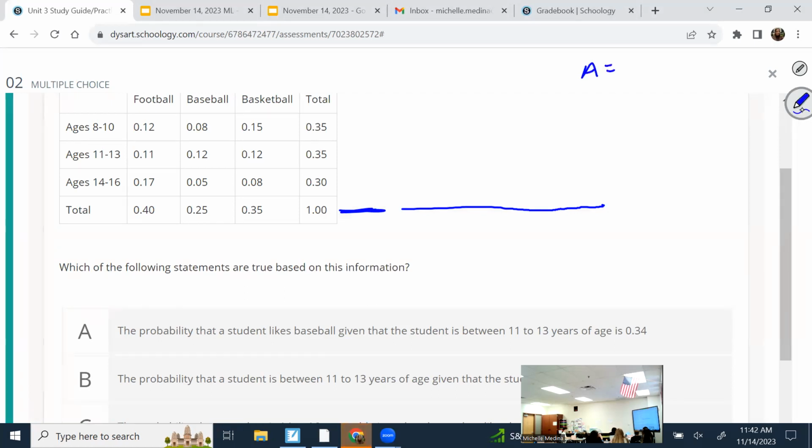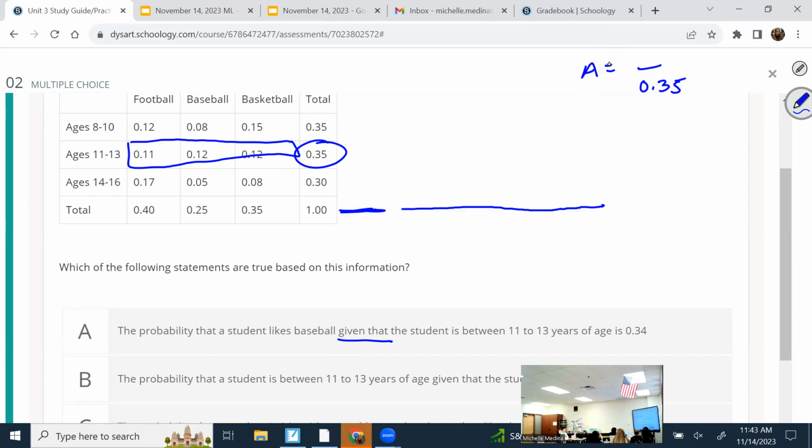So the question is, what's my total 11 to 13-year-olds? What decimal does it say for my total 11 to 13? 0.35. So anything that follows "given that" is going to be your denominator. So students between 11 to 13 years of age, this is my denominator. And we want to know, out of these kids, how many like baseball?